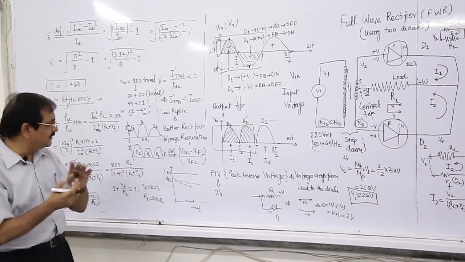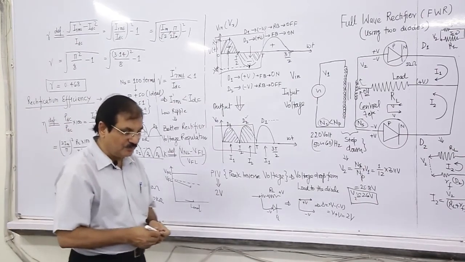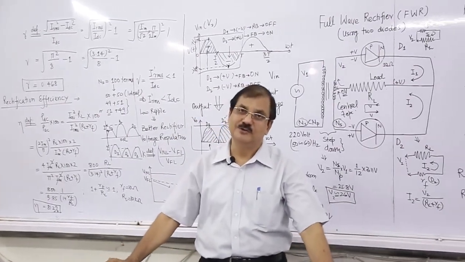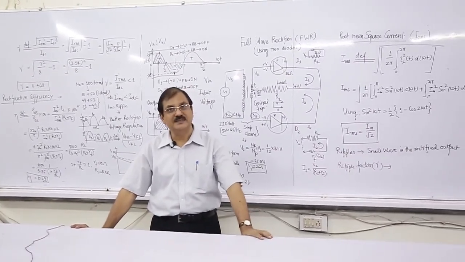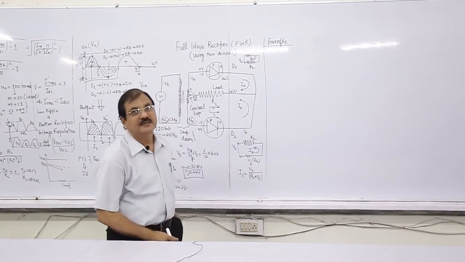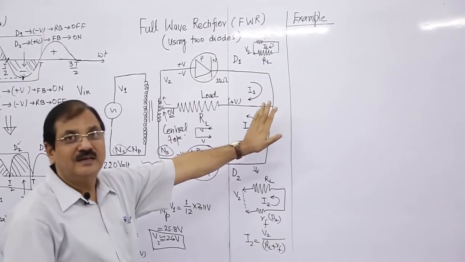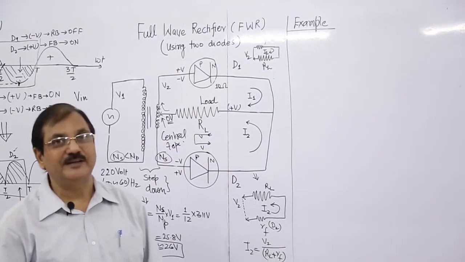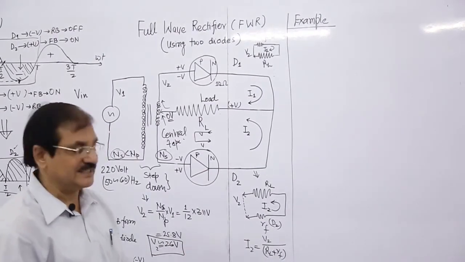How can we remove these demerits? The demerits will be removed by using 4 diodes in place of 2 diodes, and that is known as a bridge rectifier. This one is a full wave rectifier circuit. If we take the numerical values of the components, what will be the other corresponding values?